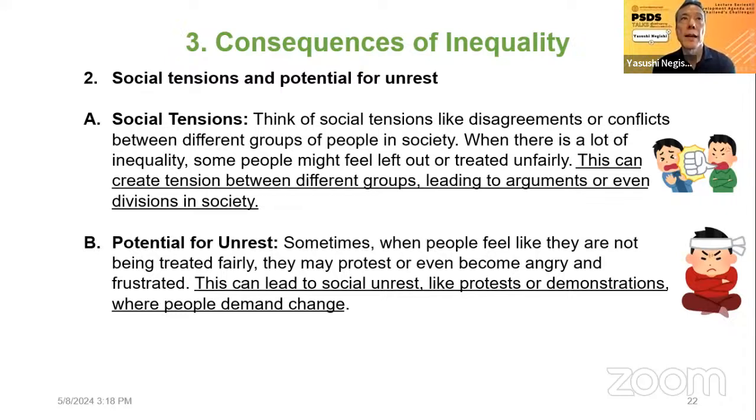The second aspect is social tension and potential for unrest. Think of social tensions like disagreements or conflicts between different groups of people in society. When there is a lot of inequality, some people might feel left out and treated unfairly. This can create tension between different groups, leading to arguments or even divisions in society.